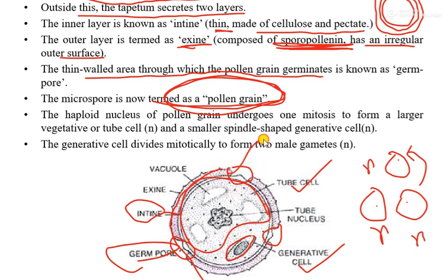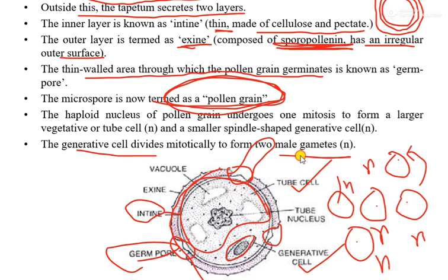Now what will this tube cell form? The tube cell will form the pollen tube for releasing the male gametes. And what will the generative cell do? The generative cell will again divide mitotically to form two daughter cells. These two daughter cells are again haploid and they are named as male gametes. So what did we find? Male gametes are formed inside the pollen grain. Therefore, we can say that the pollen grain is the male gametophyte.